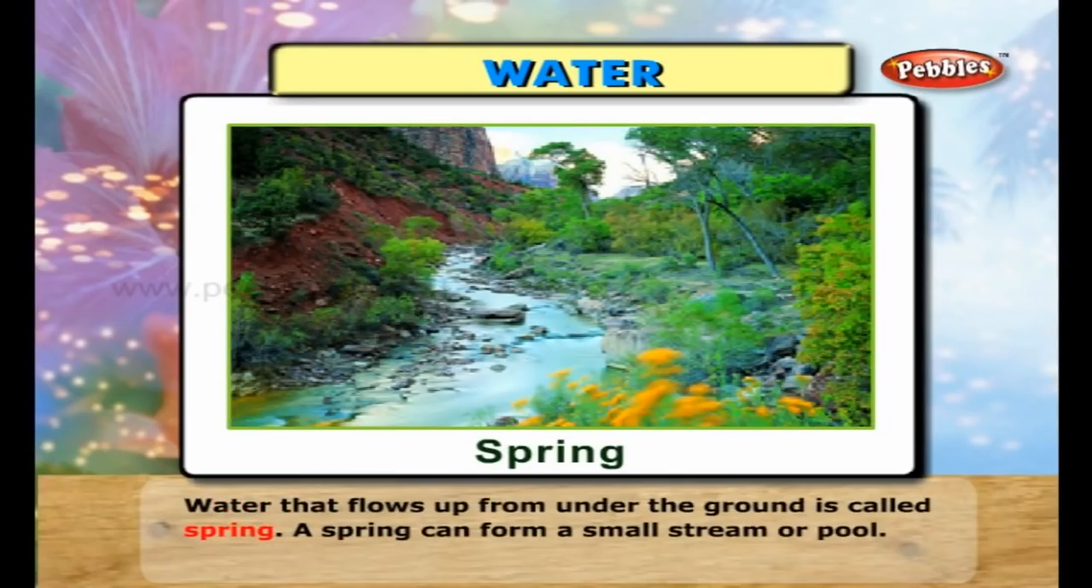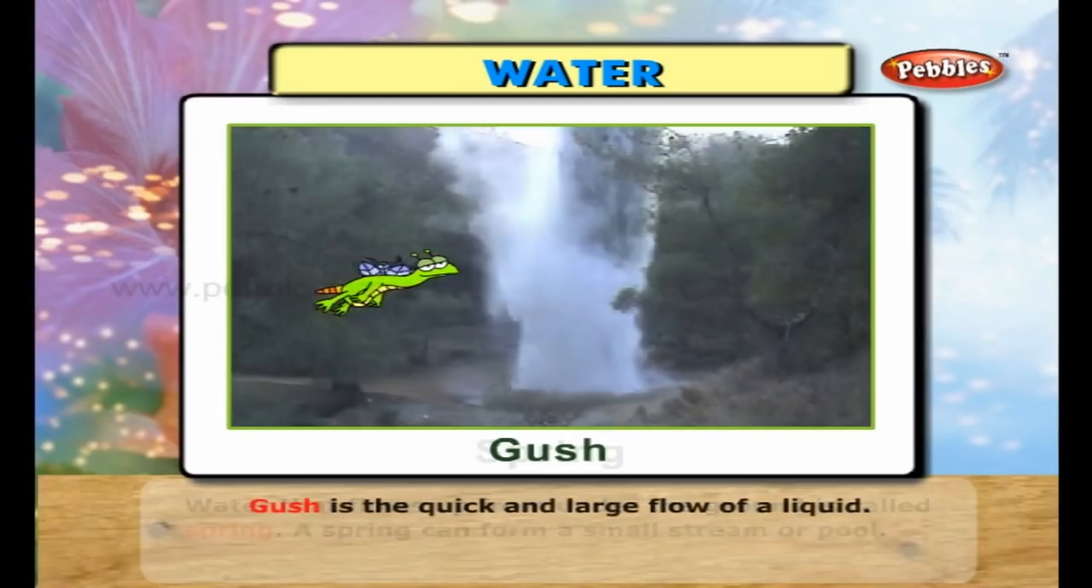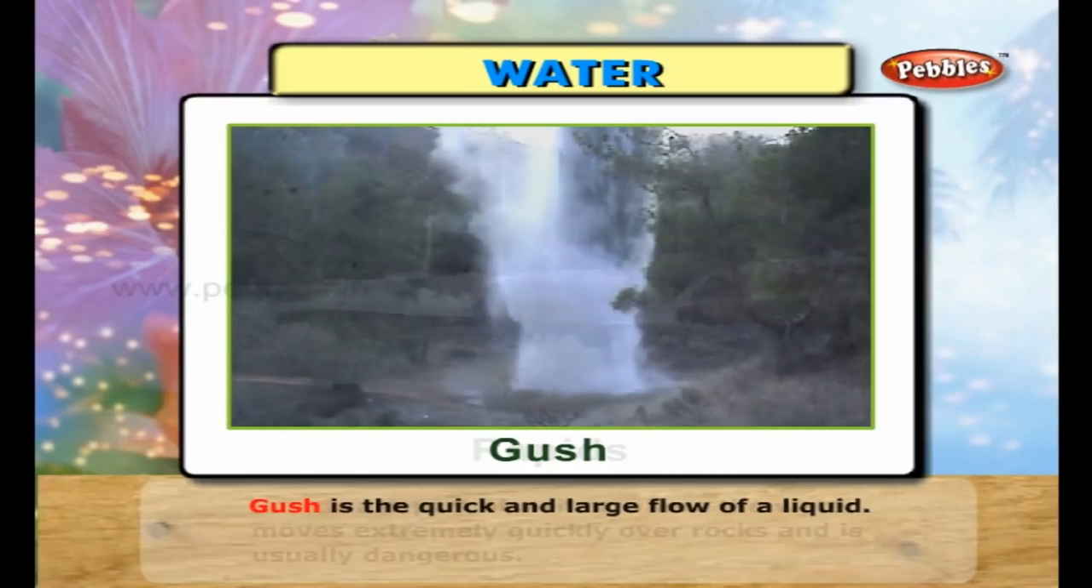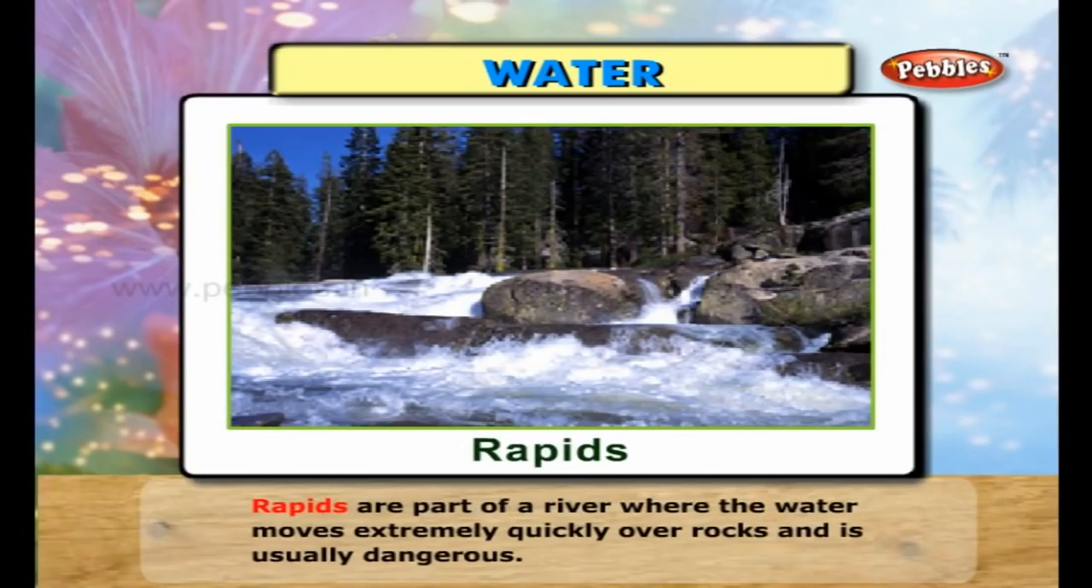Water that flows up from under the ground is called spring. A spring can form a small stream or pool. Gush is the quick and large flow of a liquid. Rapids are part of a river where the water moves extremely quickly over rocks and is usually dangerous.